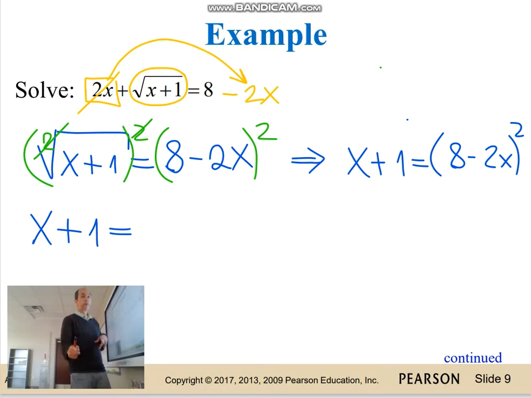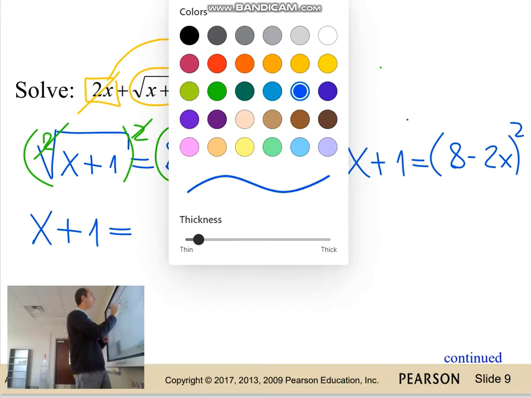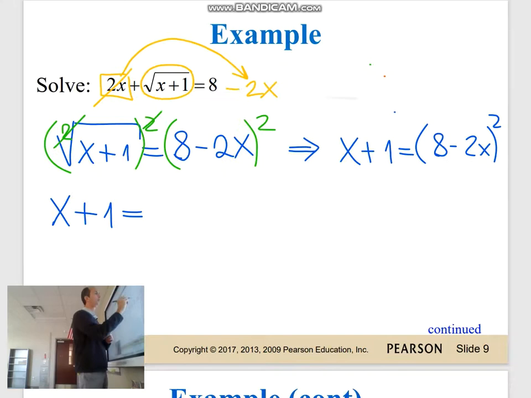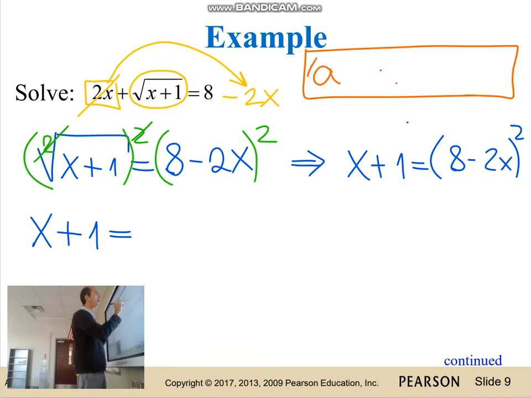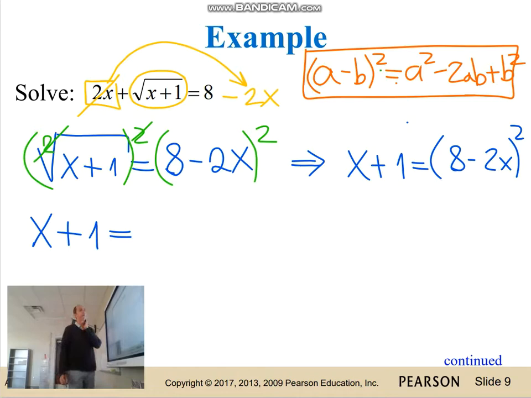remember the special cases, the perfect squares that we worked on in section 5.7. And this is a special case. Let me show the formula again so you can remember. This is the formula we are looking for: a minus b squared equals a squared minus 2ab plus b squared, okay? This is a formula we studied in section 5.7. Let's apply it here, because it saves time.